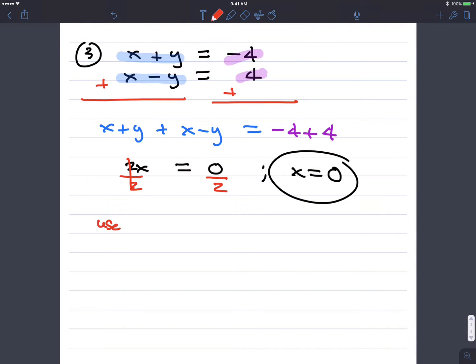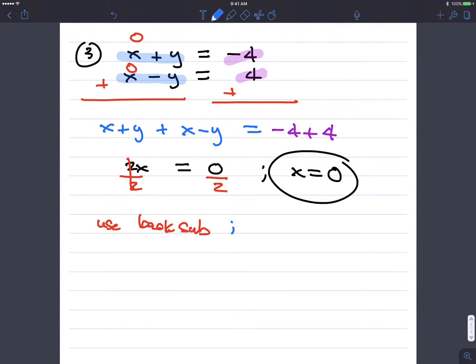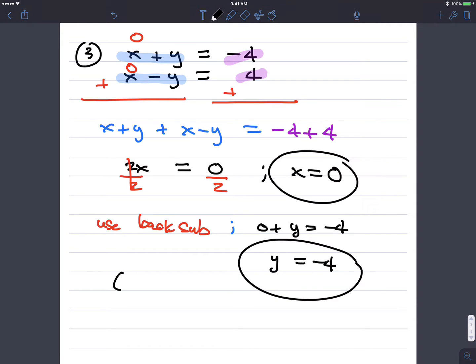I'm going to now use back substitution to determine the y coordinate value. So we notice x is 0. Plug in 0 for the value of x in either of our equations. Now I'm going to use the first equation again and show that y here, or I should say 0 plus y, is -4, and then 0 plus y is simply y. I found the y coordinate value here to be -4. The point of intersection is (0, -4). This is our solution.